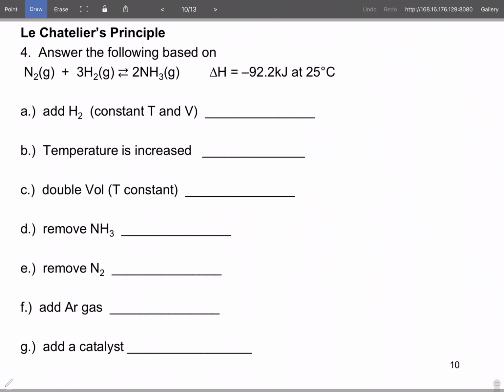Now, if we put all of it together, we have a problem very similar to this one, which is more similar to what is on the exam. You will have an equation with a series of questions like this, and you'll be asked what to do. Okay, so if we look at it, I'm going to go ahead and look at the equation. This is a negative, so heat is a product.